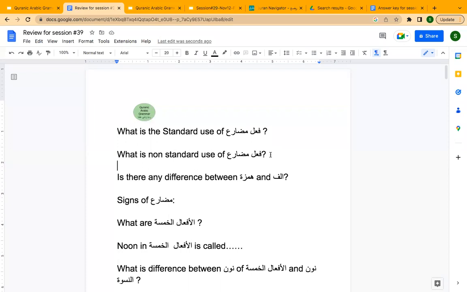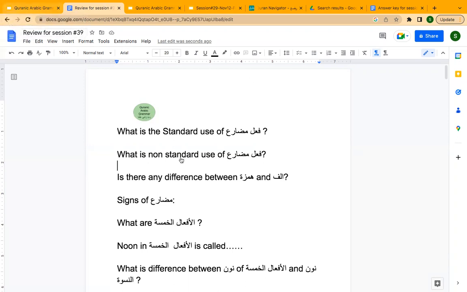So fi'l mudari is used to denote present tense. It is used to denote future tense. It is used for continuity when an action has been happening several times, right? All those are the standard uses of fi'l mudari, right? And when we talk about non-standard use of fi'l mudari, what comes to mind? What do you think? When do we see fi'l mudari?